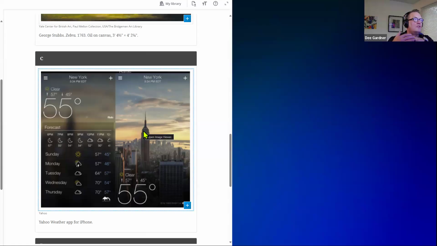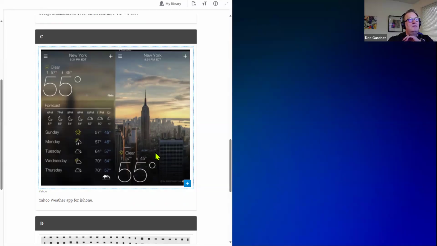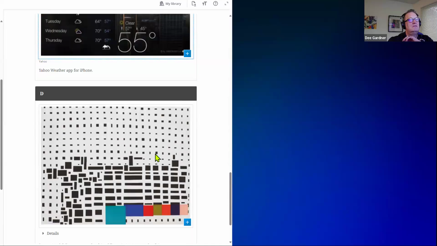And so this is just another tool that artists use, because we can communicate a lot of information about location just by showing pictures of things like this.